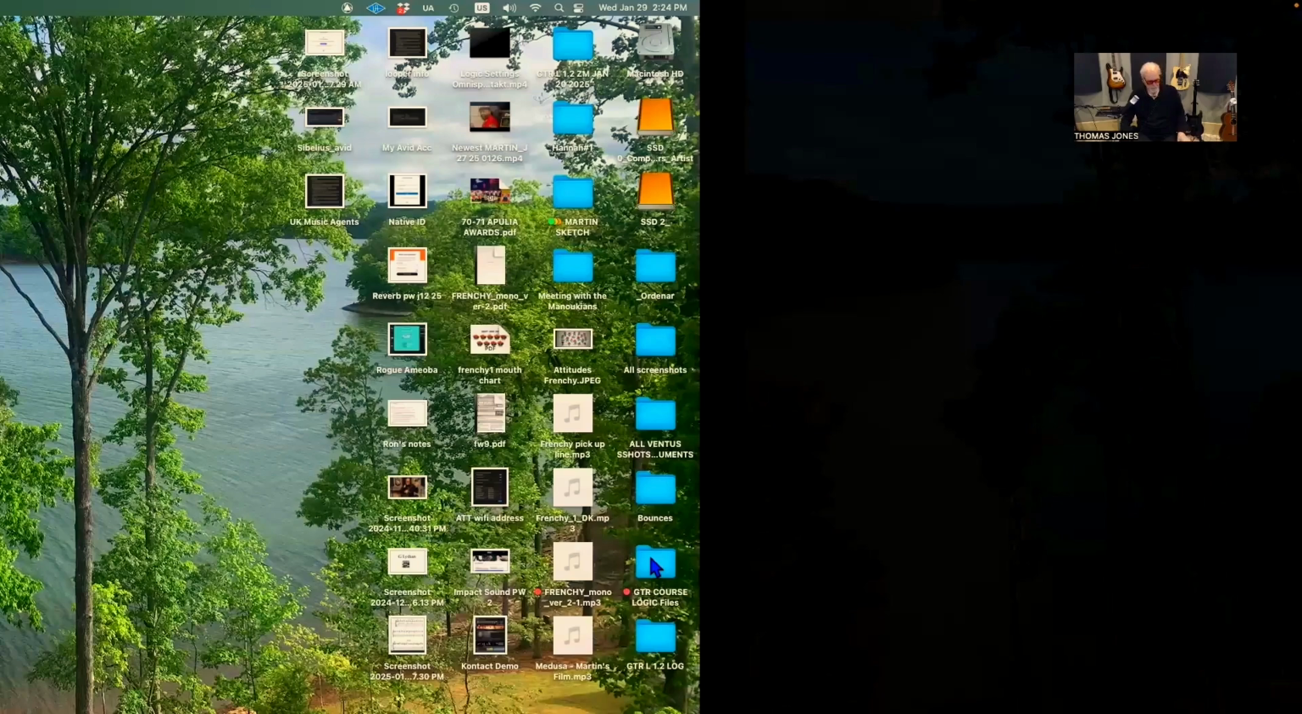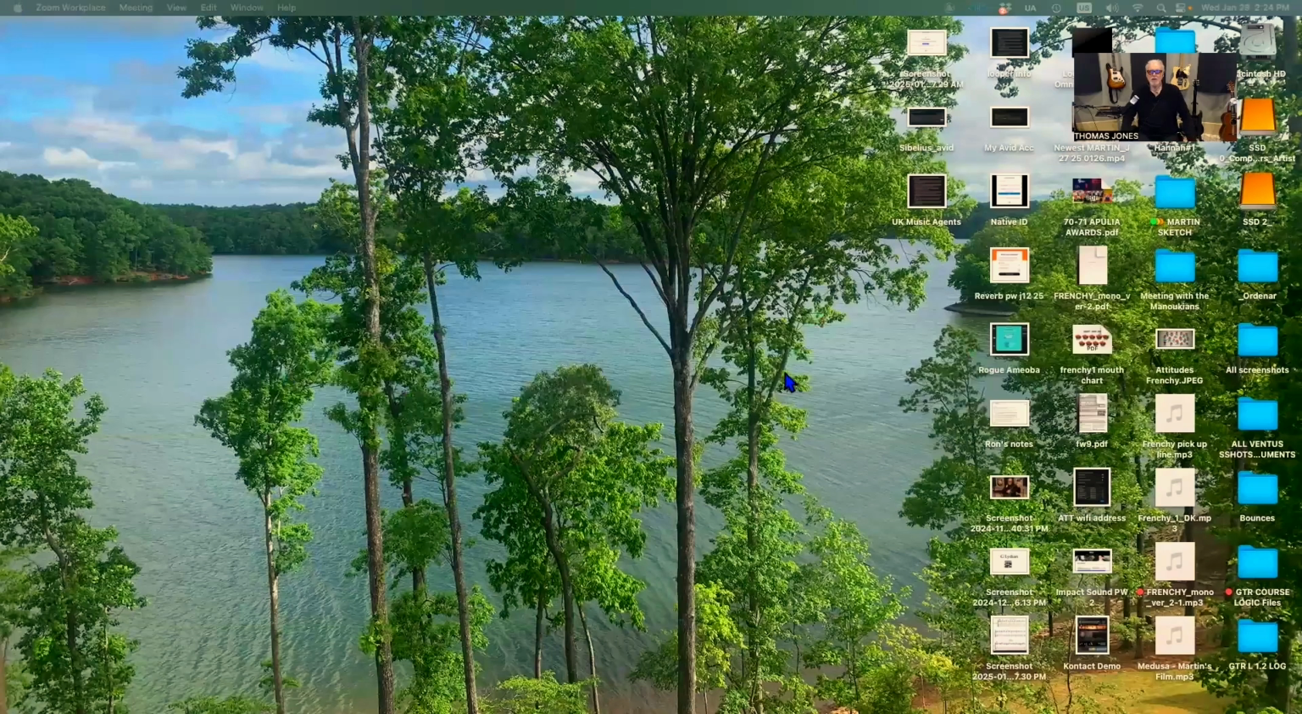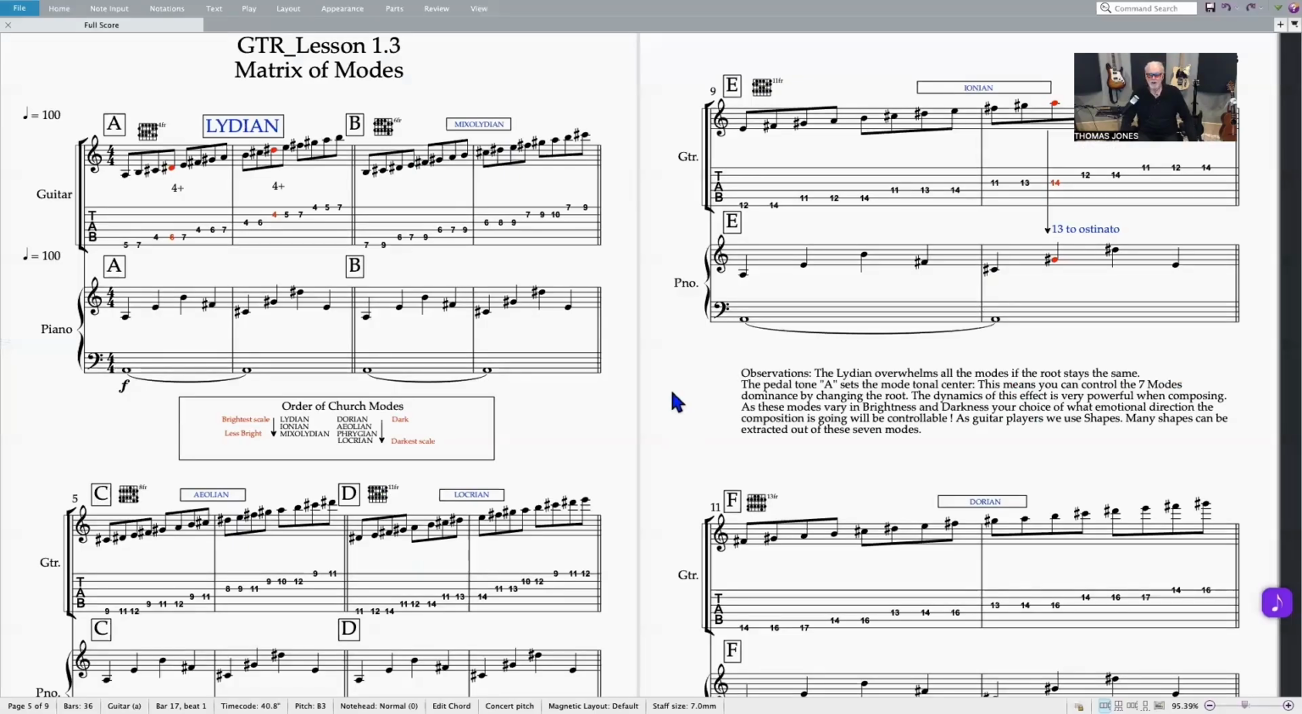So let's go, let me share my screen, and we'll go to that. Okay, so now we're sharing the screen, and here's the Sibelius file right there. Let's look at this. This is lesson 1.3, and there's the matrix of modes. You see the Lydian at letter A, that's the Lydian mode. That Lydian mode is the brightest sound of all the modes.